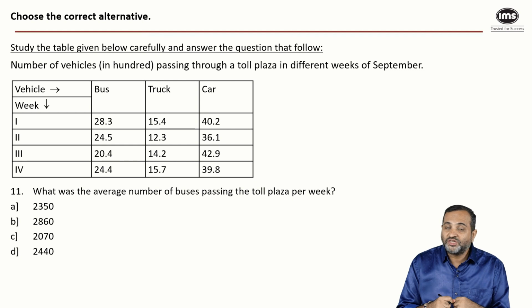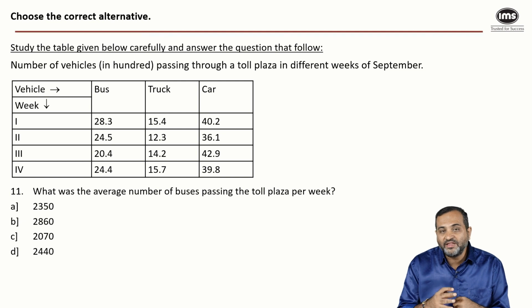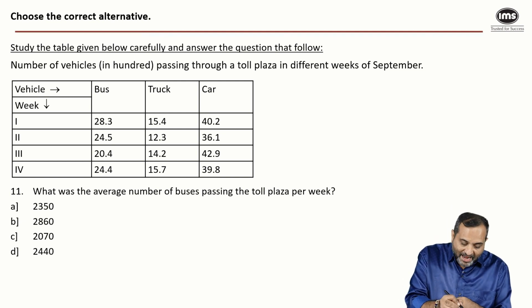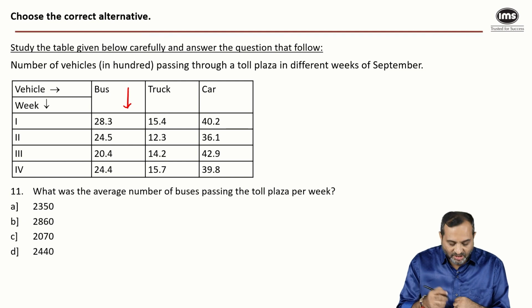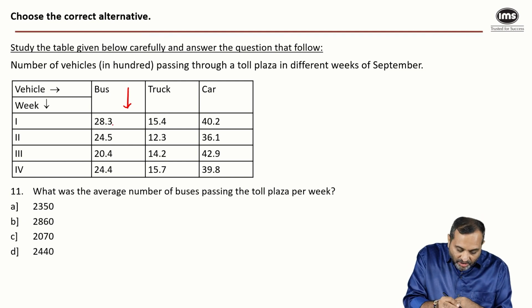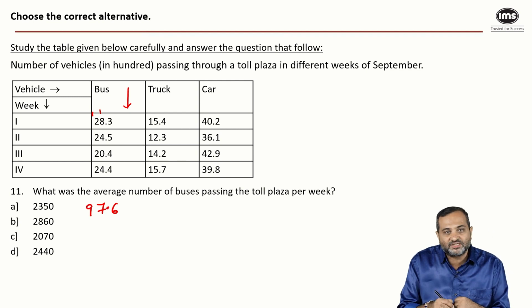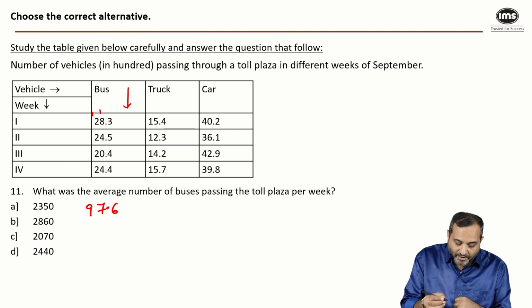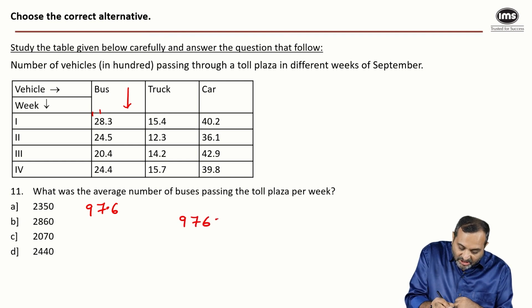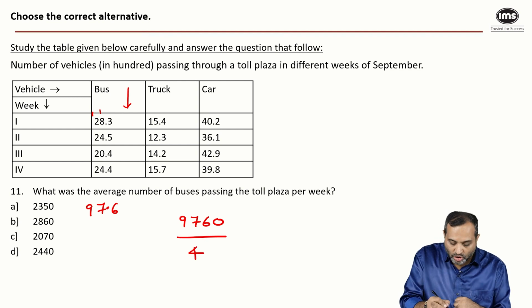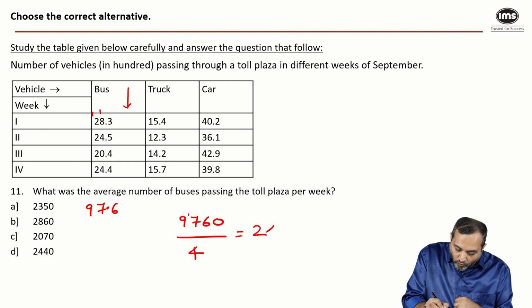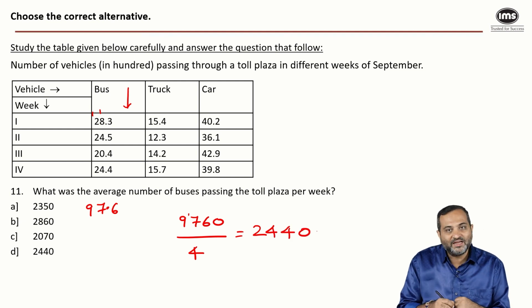Next question. Question is asking me, what is the average number of buses passing through the toll plaza in the given week? So that means I need to find the average of these columns. So let's just add up. If you add up, what do you get? 3 plus 5, 8, 12, 16, 9, 13, 17, 2, 3, 5, 7, 9. You get a 97.6. And I already know that the figures are in hundreds. That means this is 9760 divided by 4 weeks. So you get 2440 as the average.